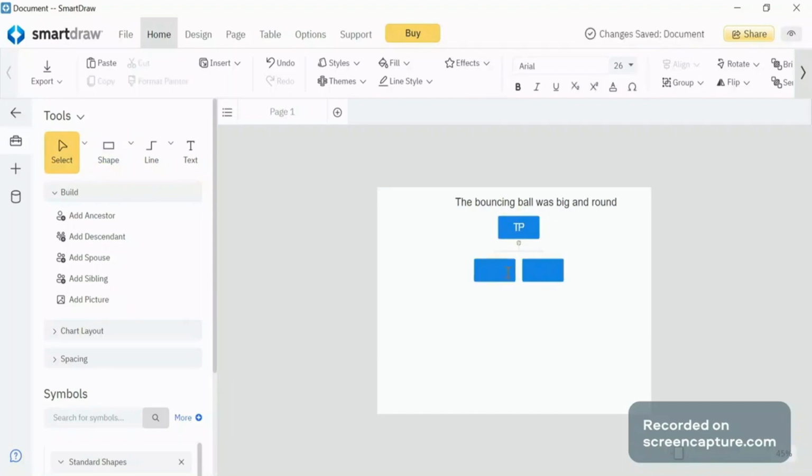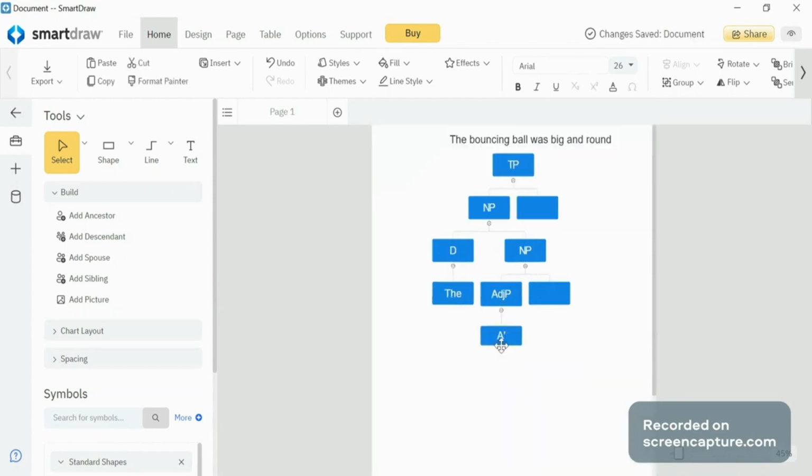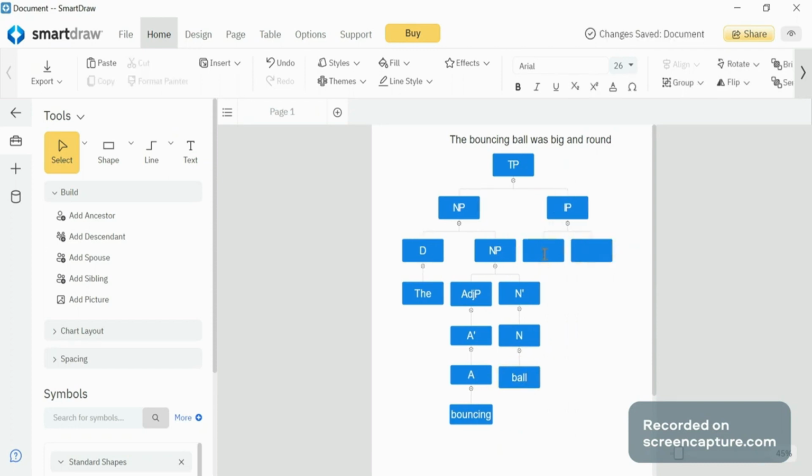First, we start with the entire sentence structure, which is represented as tense phrase. Tense phrase is divided into noun phrase and inflectional phrase. Let's break down the noun phrase first. It starts with the determiner the. The noun phrase then splits into another noun phrase and an adjective phrase. Within this noun phrase, we have an adjective phrase and N bar. The adjective phrase splits into A bar, which then splits into A. The N bar splits into N.